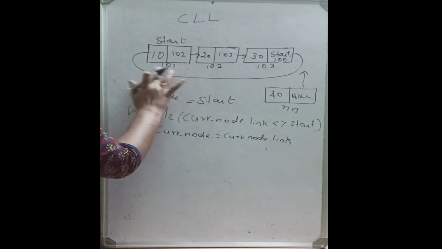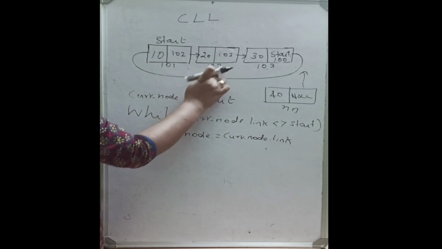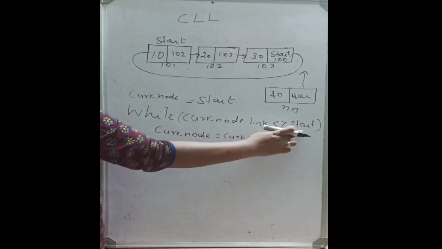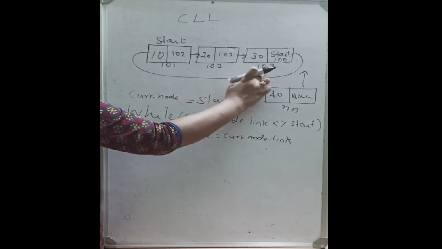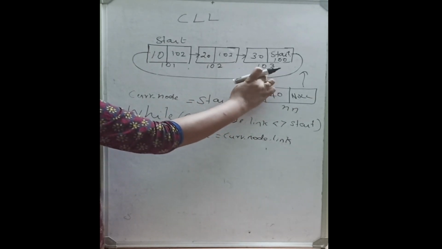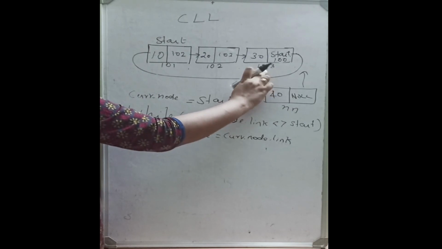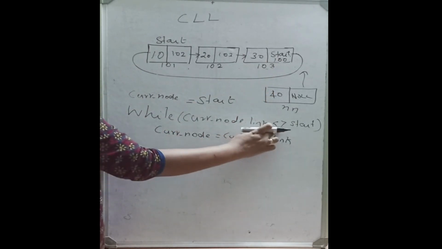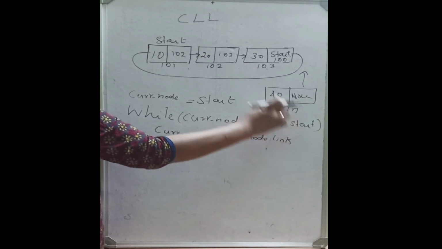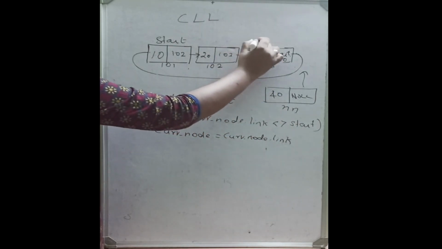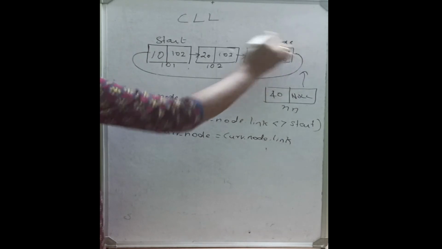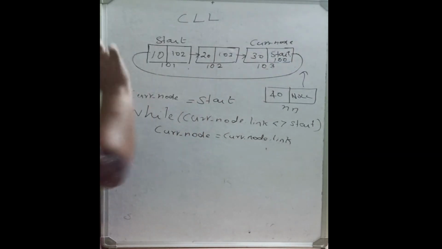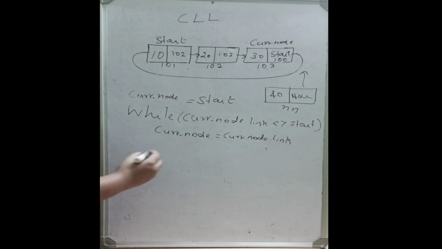Now the current node will move here. Current node dot link not equal to start? Again this will move to the next node. Now the current node will come here. Is the current node link not equal to start? No, this is equal to start. So now your current pointer will end here. So we brought the current pointer here. Now after this the loop will terminate.